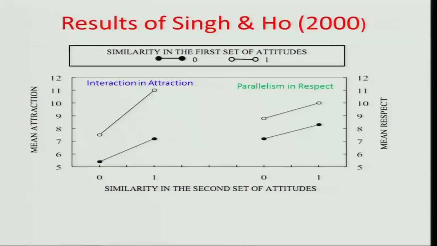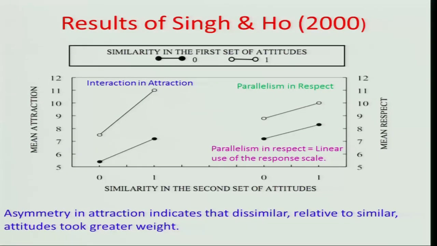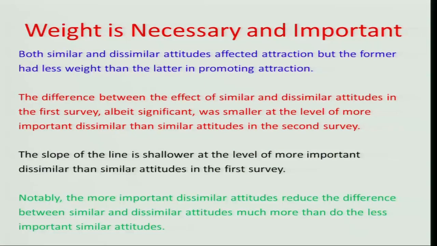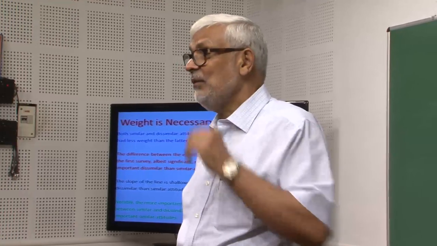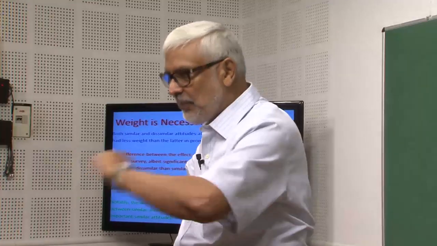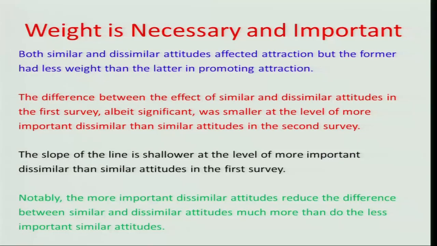Okay. So on the basis of parallelism, we said the linear view is true. Now we are saying this asymmetry indicates that dissimilar attitudes relative to similar attitudes assume greater weight. This is the conclusion. We said weight is necessary and important. You cannot ignore it. But still there is a challenge now. Is it at the level of response? So it became important. Now there is another challenge.